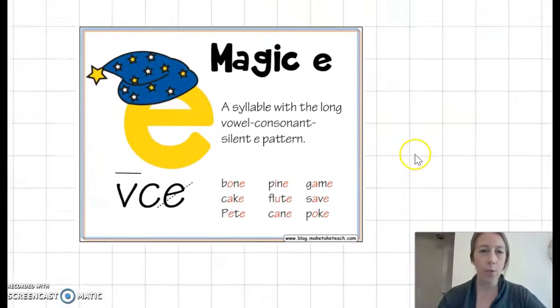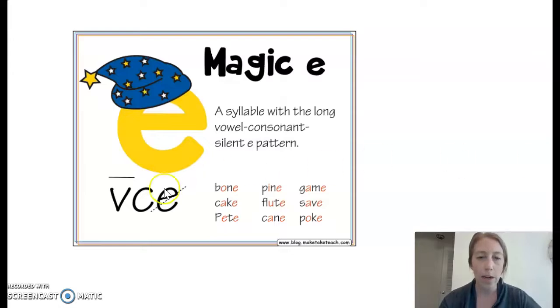One that you all know really well is magic E. We know E is silent. It's finding its vowel friend and making it long, or say its name. That's our symbol for long. So you've got some examples here. The E is silent. It's finding its vowel friend, the O, and the word is bone. Okay, so this is really common.